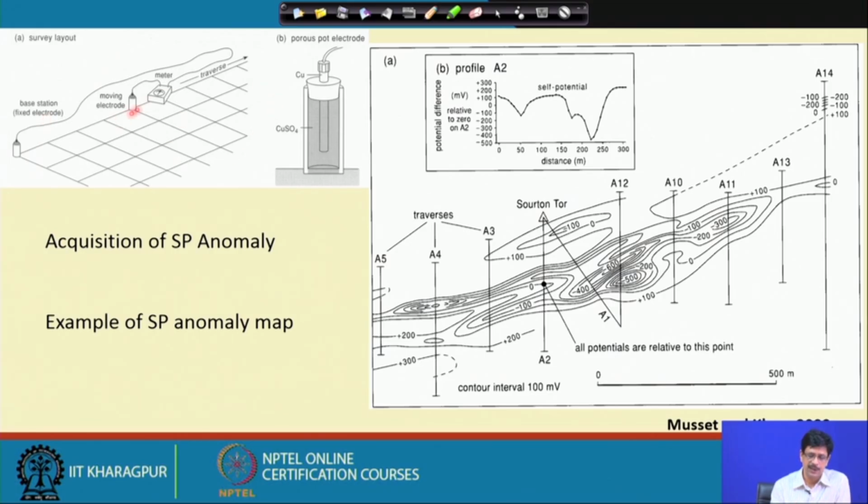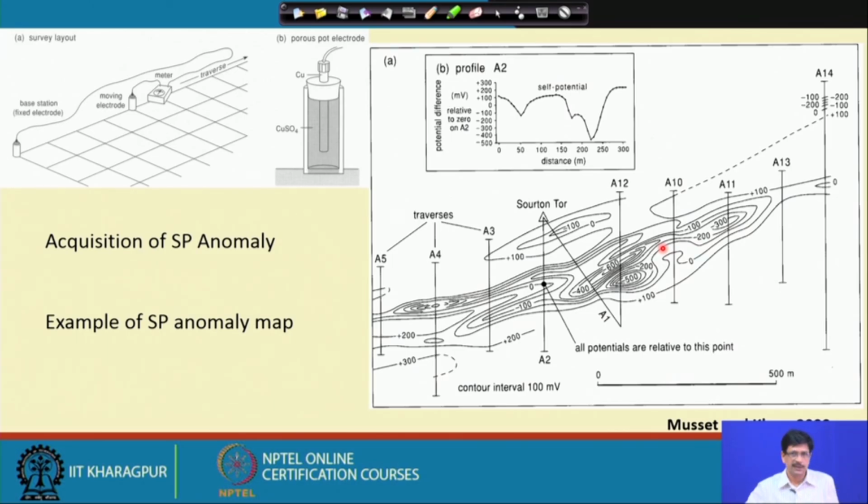One needs only a moving electrode and a device to measure the potential. The self potential data acquired can also be plotted in the form of contours, and this is one example taken from one of the deposits. This is an SP anomaly map which can be prepared, and by that we can pinpoint the higher anomalous zone, as shown here in negative values. These indicate the presence of the sulphide ore body.